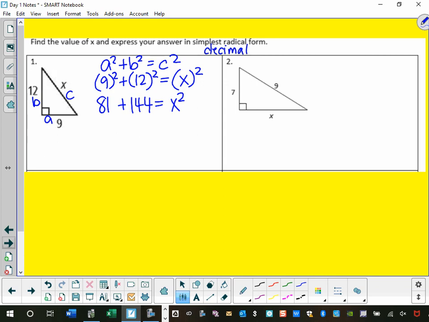Now I just have a regular equation. What is 81 plus 144? Just make sure you're typing this into your calculator. If you wait until I do it, you're never going to understand how to do it on your own. Everyone should be typing this in. 289? Oh, sorry. 225.